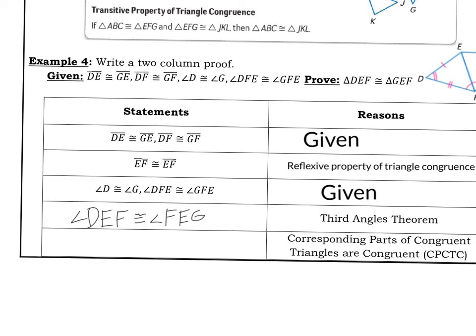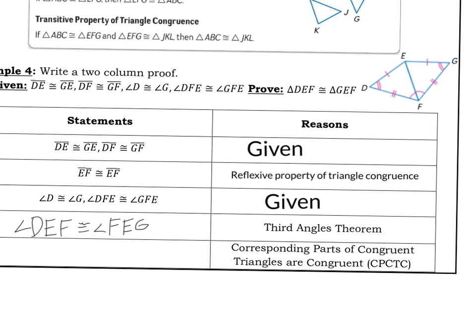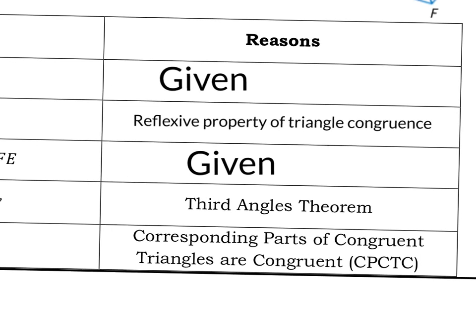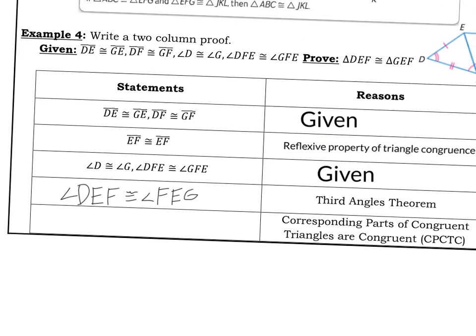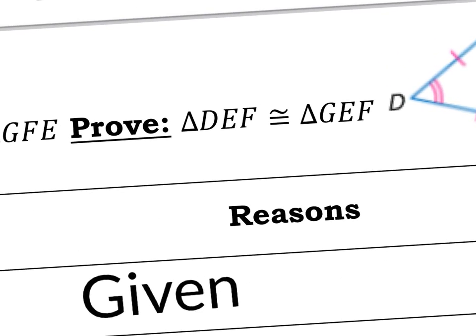So what we've done now is we proved all the sides are congruent. Now we've proved all 3 angles are congruent. So now we know that our 2 triangles are congruent, and we know that because of CPCTC, or corresponding parts of congruent triangles are congruent, so therefore your triangles are congruent. What you're trying to prove is always going to be your last statement. So you're going to write triangle DEF is congruent to triangle GEF.